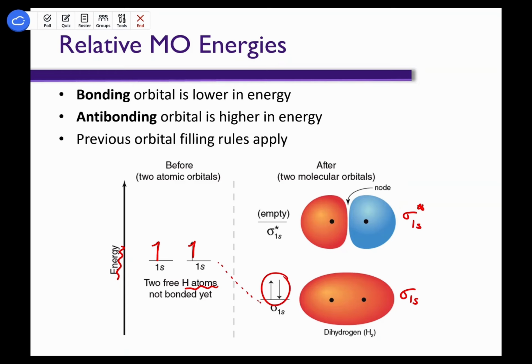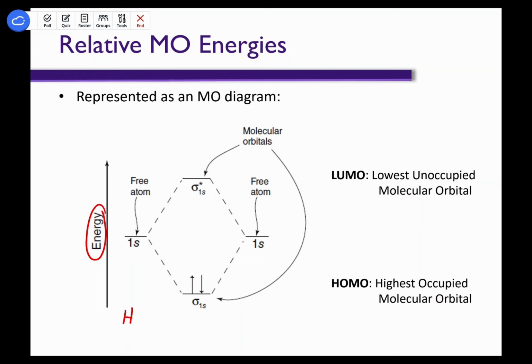The electrons are going to go into the lowest possible energy orbital, and so they go into the bonding orbital, and this is how we get dihydrogen, or H2. So this is the pretty picture version. This is how we would actually draw it if we were communicating a molecular orbital diagram. So it just means the cool orbital pictures aren't included.